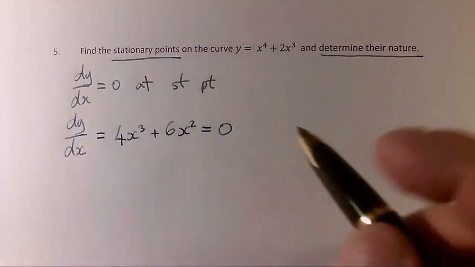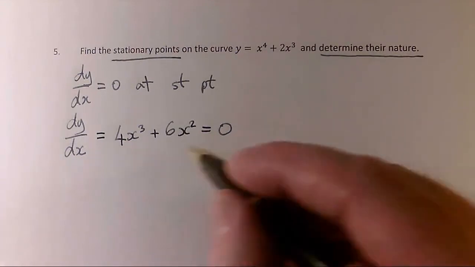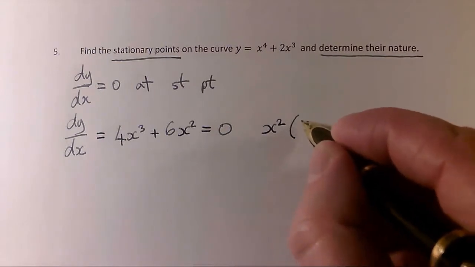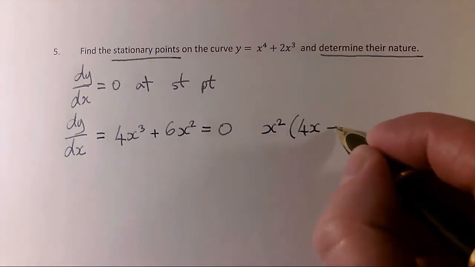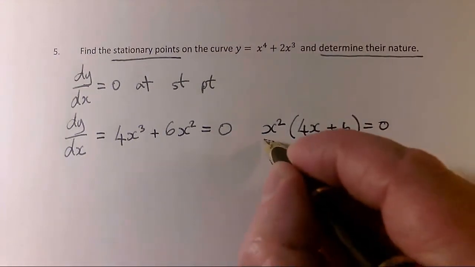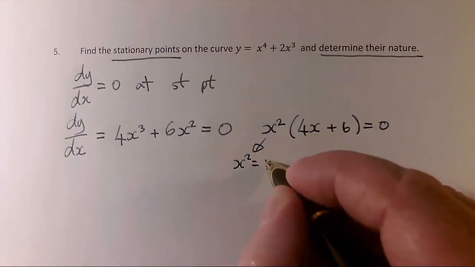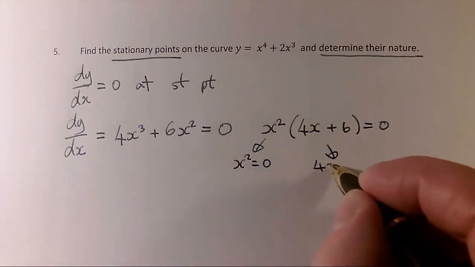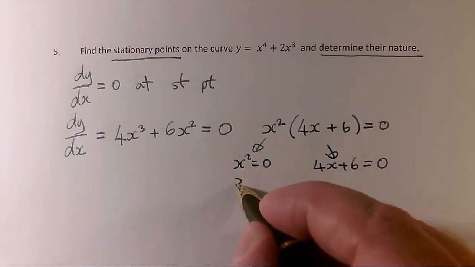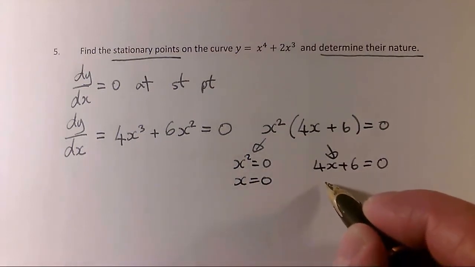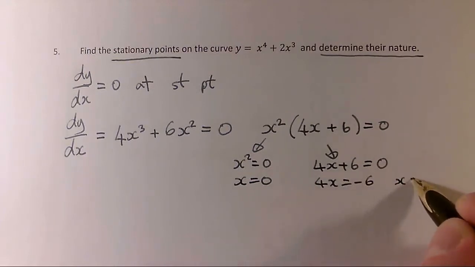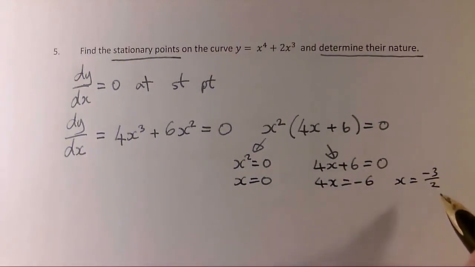I've got a load of powers of x, so I take out the smallest power of x as a common factor. X squared times brackets 4x plus 6 has to equal 0. So either x squared equals 0, which does lead to a solution, or 4x plus 6 equals 0. So x squared equals 0 leads to x equals 0, so that's a possibility. And 4x equals minus 6 leads to x equals minus 3 over 2. I divide by the 4.